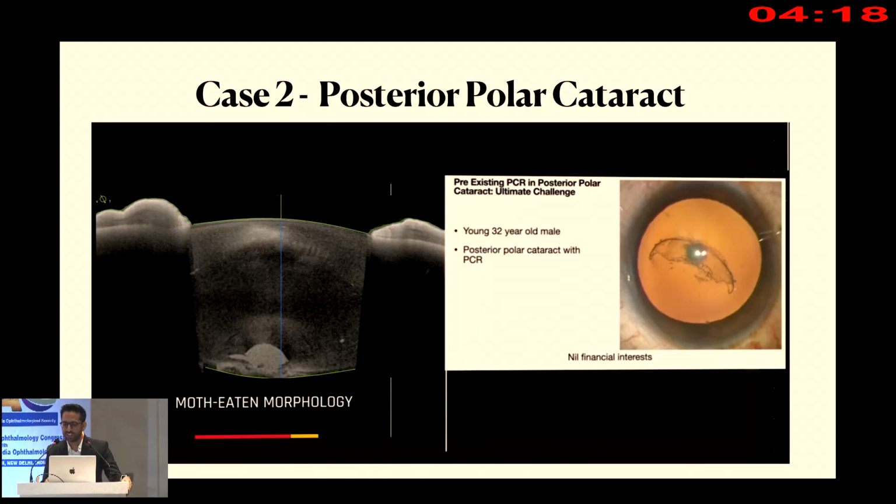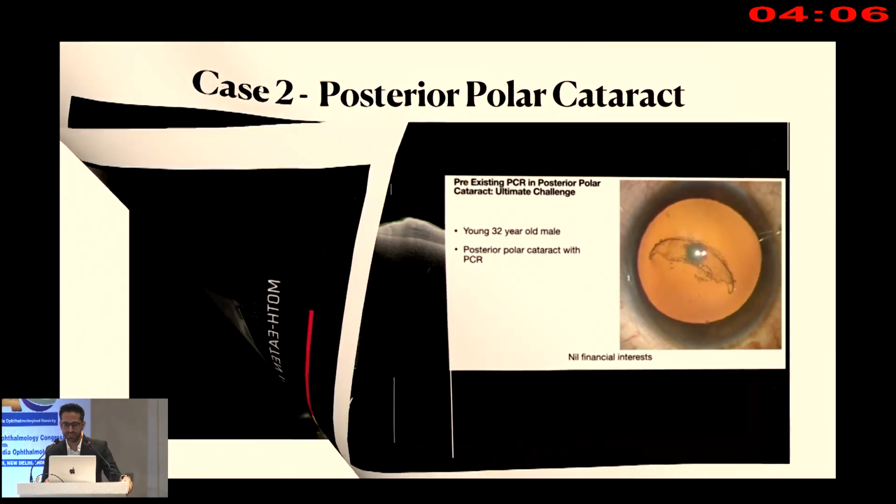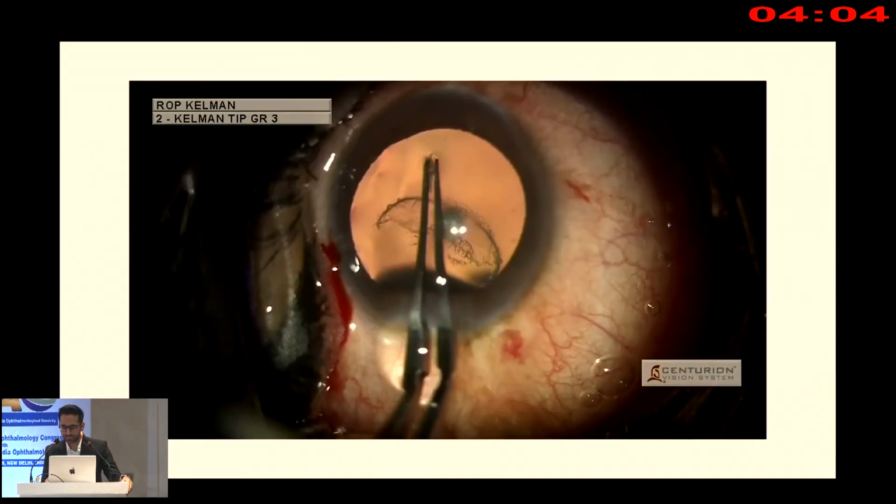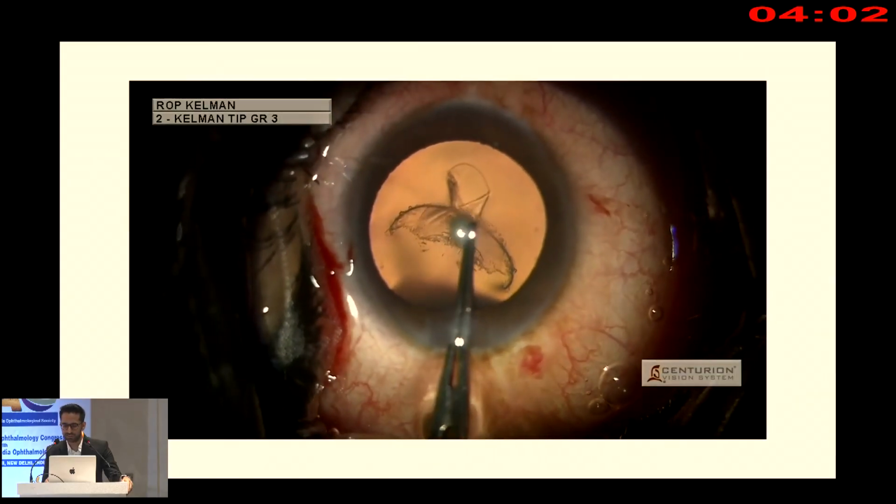So this is another case of posterior polar cataract, a young 32-year-old male with an overly soft posterior polar cataract. Preoperative OCT shows moth-eaten morphology, which confirms a pre-existing defect. So now I'm going to start my case.